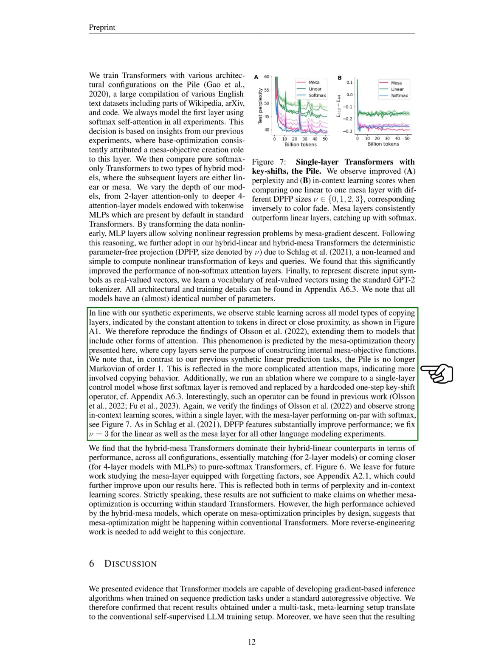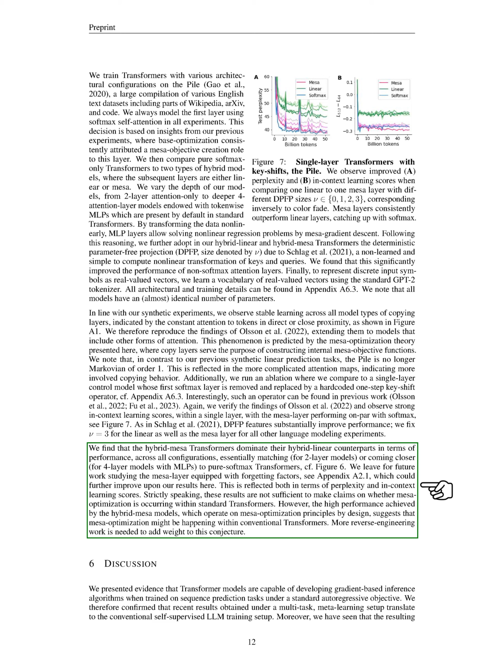We find that the hybrid mesa transformers outperform their hybrid linear counterparts in terms of performance, across all configurations, essentially matching or coming closer to pure softmax transformers. We leave for future work studying the mesa layer equipped with forgetting factors, which could further improve upon our results here. This is reflected both in terms of perplexity and in-context learning scores.